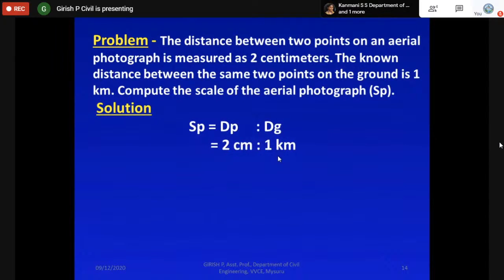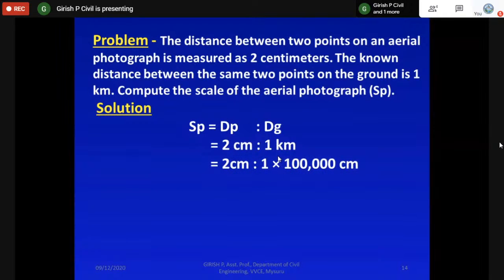The known distance between the same 2 points on the ground is 1 kilometer. Compute the scale of the aerial photograph. As usual, I will mention the equation first. Scale of photograph equals dp over dg, where dp is the distance measured on the photograph, that is 2 centimeter, and dg is the distance between the 2 points on the ground, that is 1 kilometer.